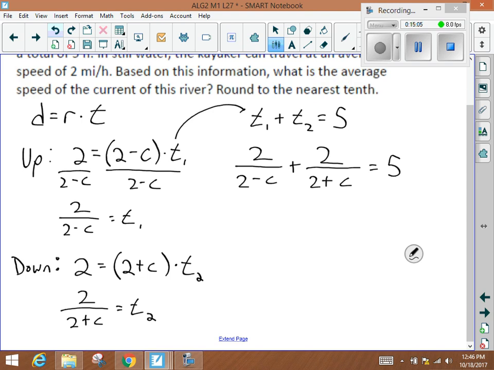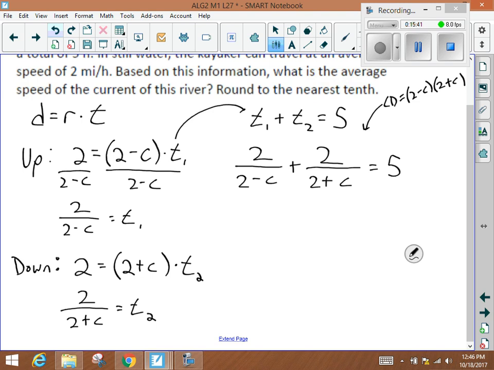So what is our common denominator? And you'll see that also, before we get there, look at this. We're solving for current. And what are we being asked for? We're being asked for the speed of the current. So it's working out really nicely for us. All right, so our common denominator for this thing is 2 minus c times 2 plus c.